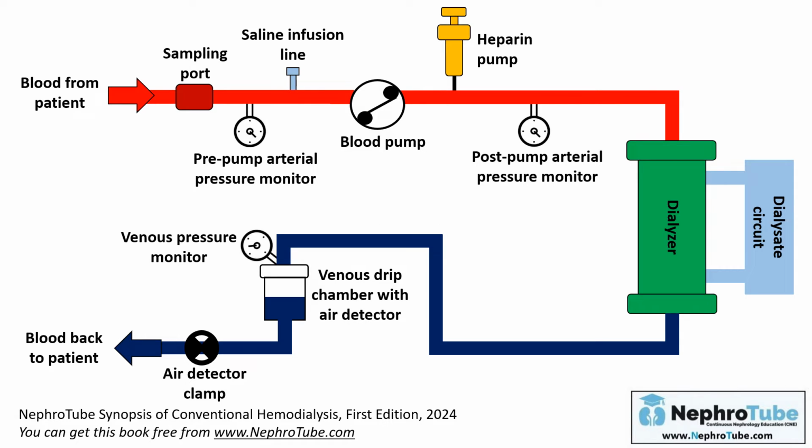So now we finished the first part of the extracorporeal circuit, which is the blood tubing set, and the second part is the blood pump. The third part of the extracorporeal circuit is the dialyzer, but we will talk about the dialyzers later on separately in chapter 5.